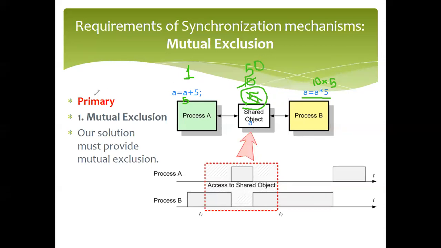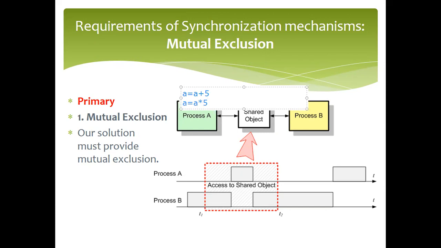But if both of them are trying to enter at the same time, this one will do A equals A plus 5, and this one will try to make A equal A multiplied by 5. Let's say this one starts first.